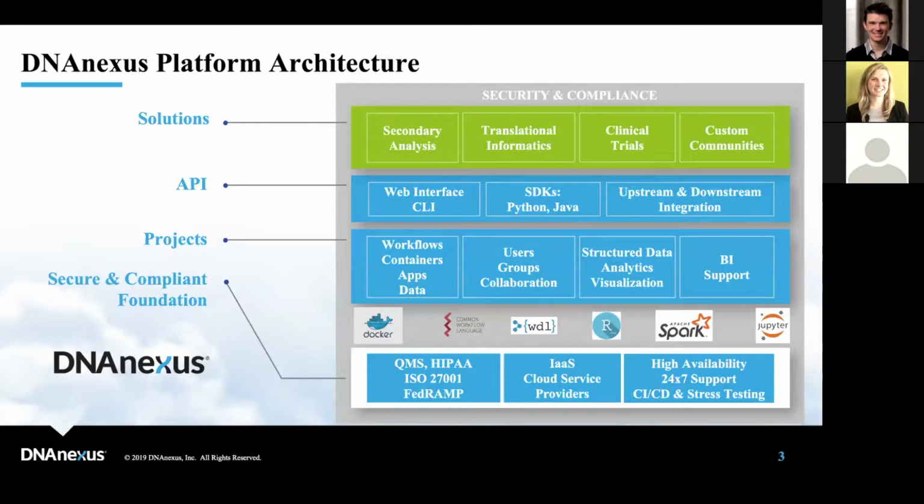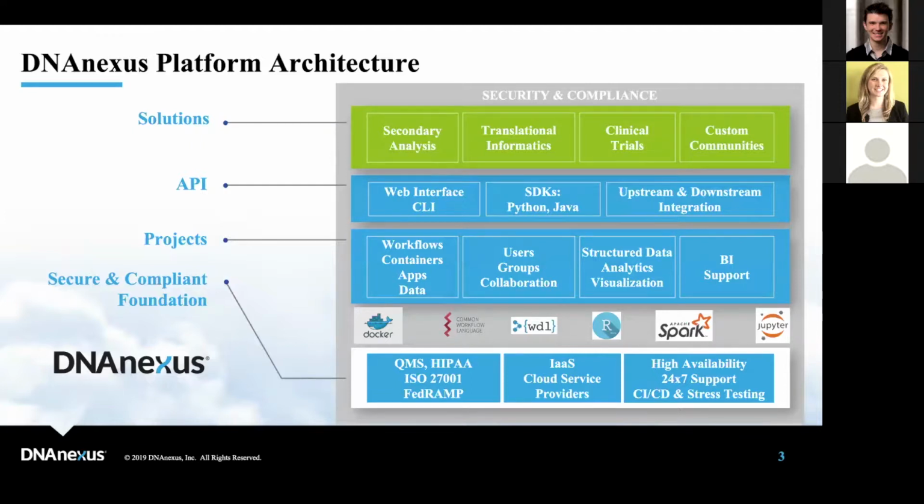And finally, we have apps and adapters that integrate with either upstream or downstream pipelines. These might be LIMS systems in the upstream or maybe EHR systems on the downstream. Different cloud service providers can also be integrated, or data can be integrated from different cloud service providers using the DNAnexus API. So using those building blocks, we enable the development of solutions for secondary analysis, translational informatics, clinical trials if they have a GXP requirement, or customized communities.